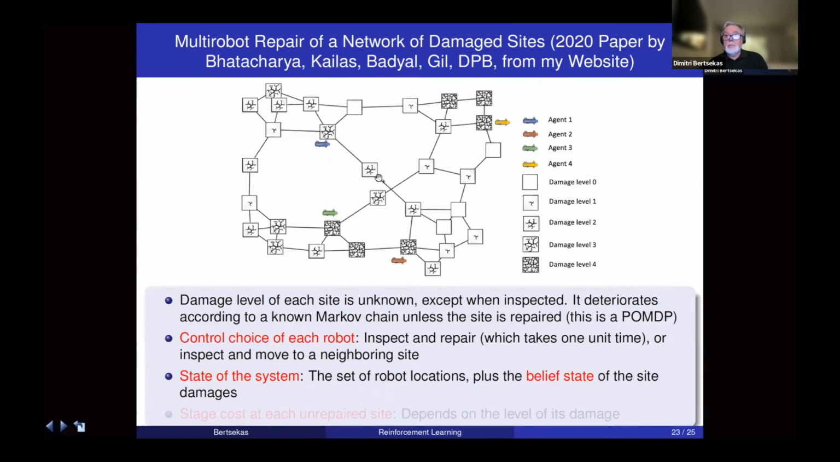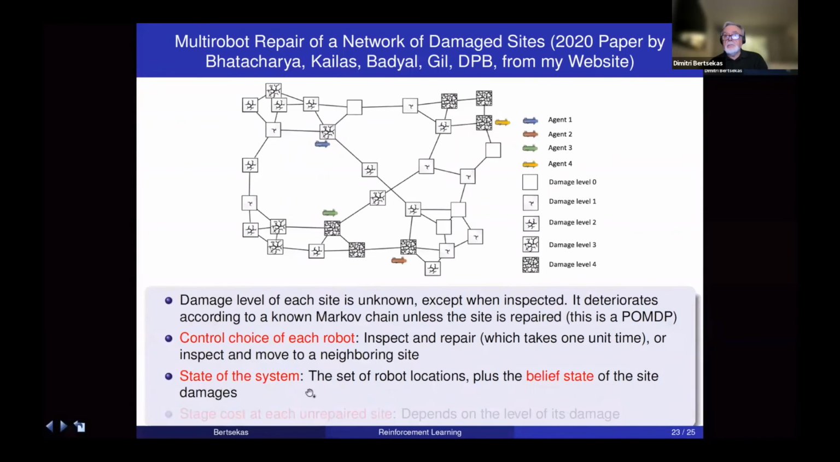Moreover, here you have partial state information, which means that the state of the system is actually the belief state, the set of probability distributions over the site damages, plus, of course, the set of robot locations.